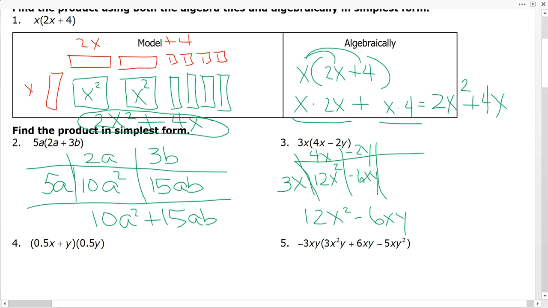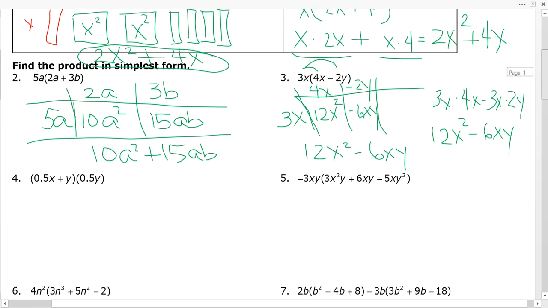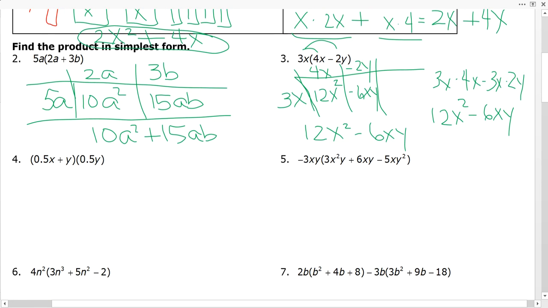Okay, so I'm just going to distribute from now on. If I was distributing, I would end up with 3x times 4x minus 3x times 2y, which would be 12x squared minus 6xy. So I'm just going to distribute from now on, but know that I just showed you 3 different ways to do it. So you do it whichever way works best for you.